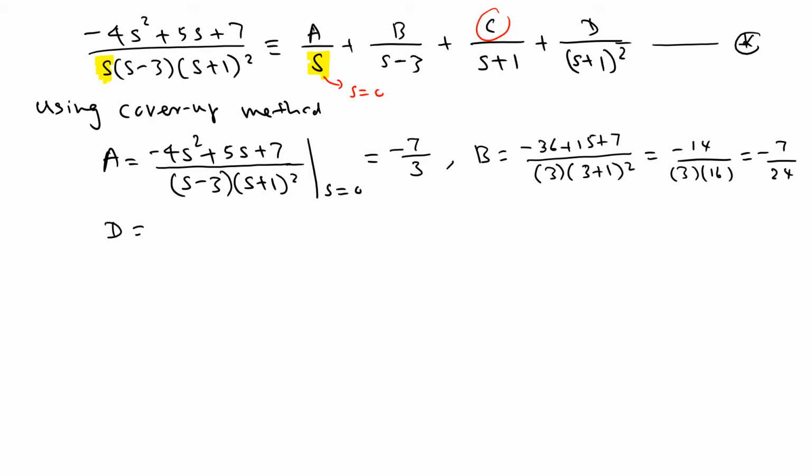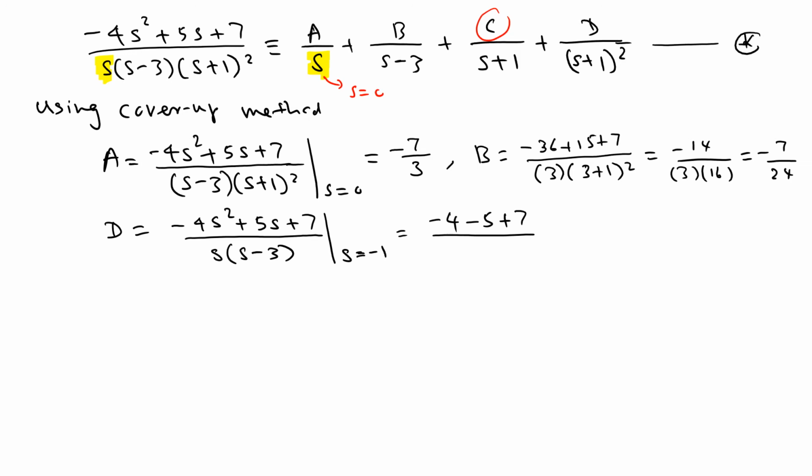So d is simply negative 4s squared plus 5s plus 7 over, you ignore the s plus 1 term, so you have s minus 3. So that's the term you have. You plug in s equal negative 1. So when you plug in s equal negative 1, you're going to get negative 4, negative 5 plus 7 over negative 4. So that means you're going to get negative 1/2. So that's what you get.